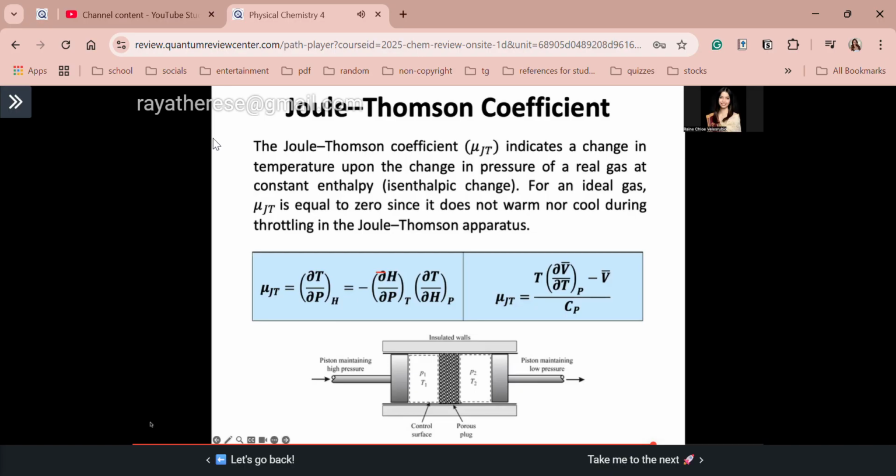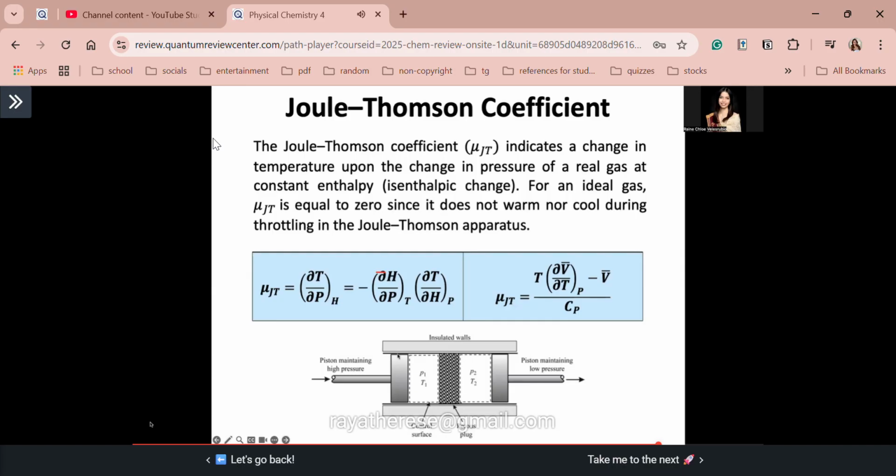So, what is throttling? Suppose we have a gas entering a porous plug. When the gas passes through there, it does not do any work, and there is no heat exchange. Its movement there is called the throttling process. Meaning, when it's there, we can calculate its change in temperature as we change the pressure. Clear, guys?